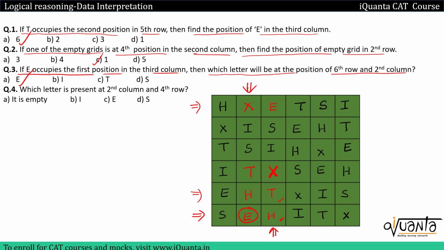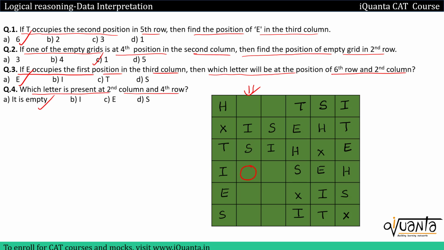Okay, let's solve the last question now. The last question asked us which letter is present at second column fourth row. So second column fourth row, this is an empty space, option A will be the correct answer. So this was a very good set on matrix. I hope the explanation is clear.